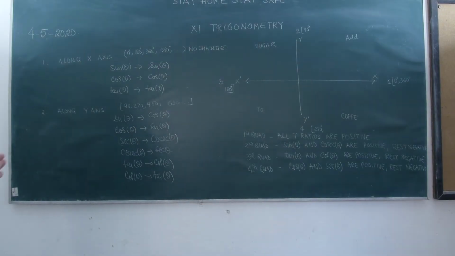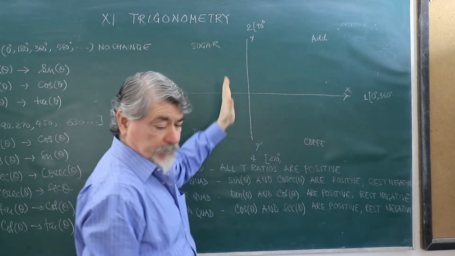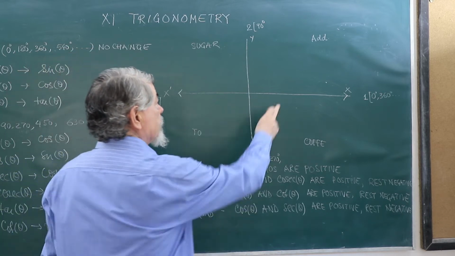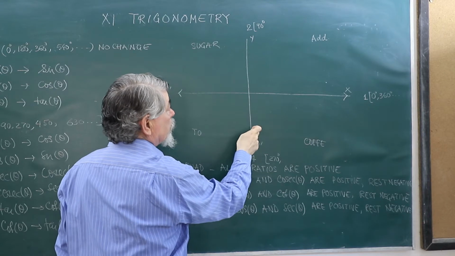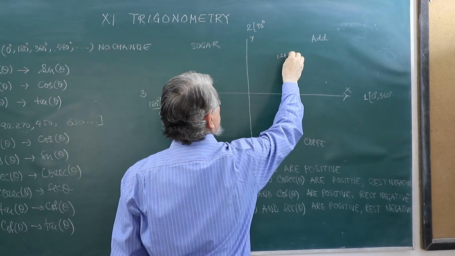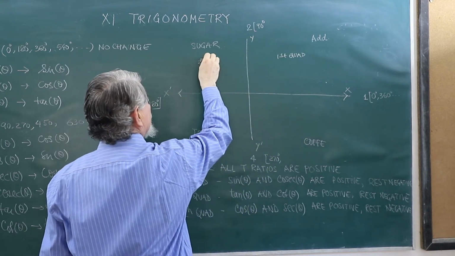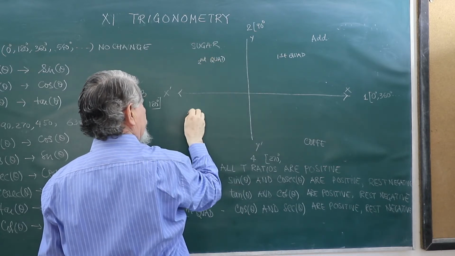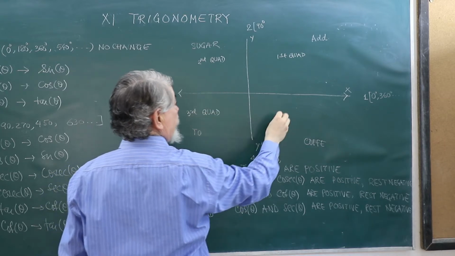Now we look into the two axes, x-axis and y-axis. We have four quadrants. It divides in four quadrants: 0 to 90, 90 to 180, 180 to 270, 270 to 360. This is first quadrant, which you must have studied in coordinate geometry also. This is second quadrant. This is third quadrant. And this is fourth quadrant.